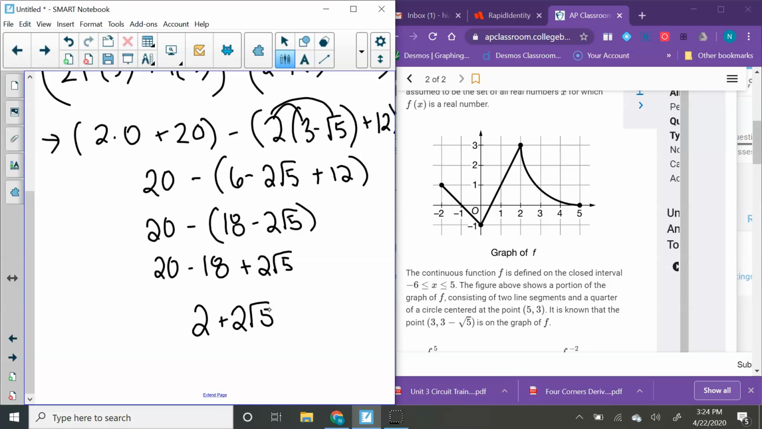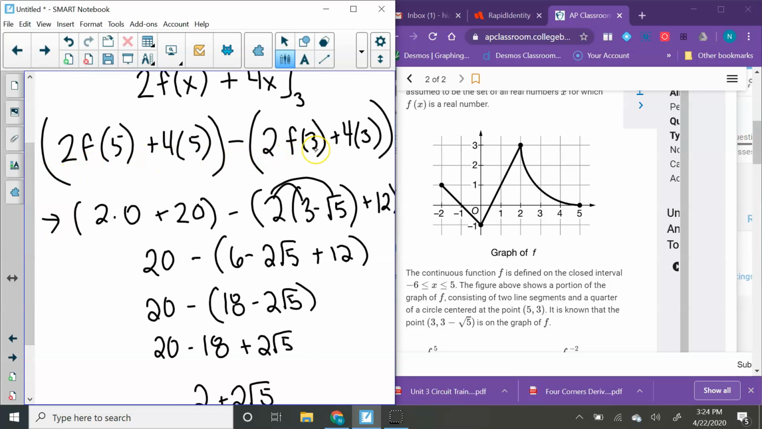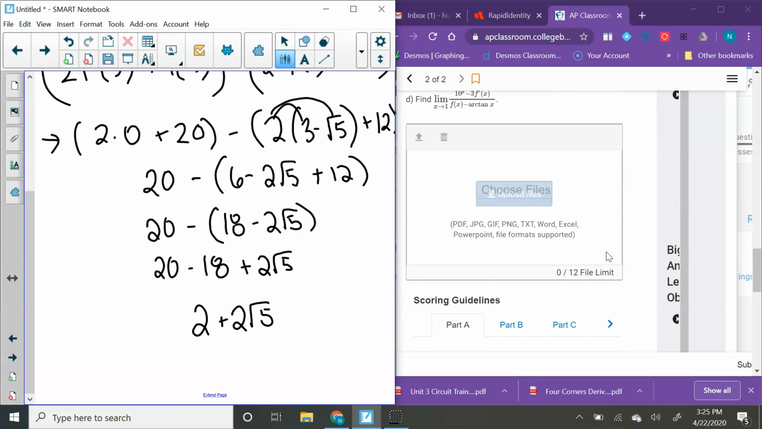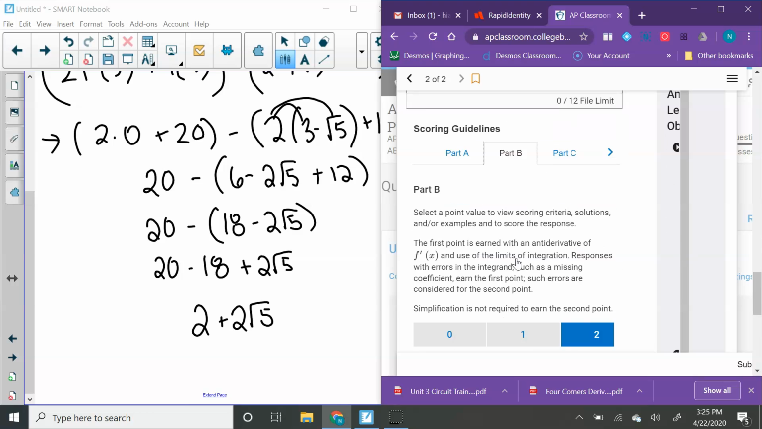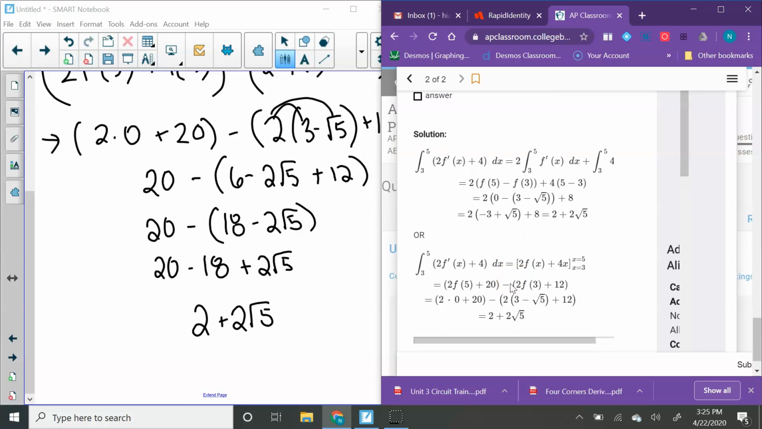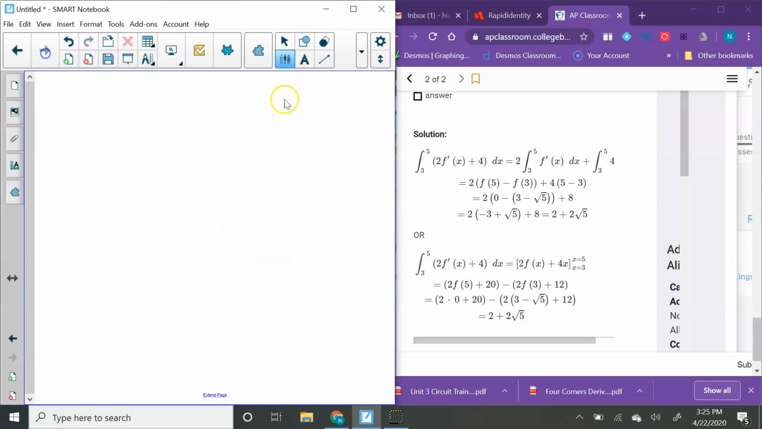Again, on the AP exam, you can stop right here. You cannot stop up here before you plug in these values of f of 5 and f of 3. You have to plug those values in to show you know those come from the graph. But after you plug in and all you've got is numbers, you can stop and you don't have to simplify after that. But we should get 2 plus 2 root 5. Let me check down here to see if that looks like it's right. 2 plus 2 root 5. That works fine. Yep, this is the way that we did it right here. So that looks great. All right, let's go on to part C.